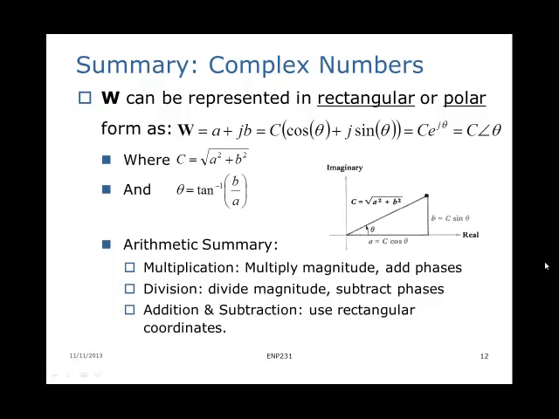When we do arithmetic of complex numbers, it's handy to follow the following guides. For multiplication, it's best to do this in polar form if possible. We multiply the magnitudes and we add the phases. For division, we also do that in polar form by dividing the magnitudes and subtracting the phases. For addition and subtraction, it's best to use rectangular coordinates, where we simply add or subtract the real components and add or subtract the imaginary components.